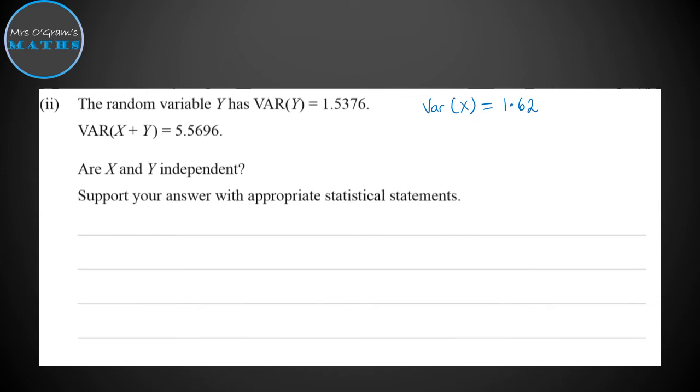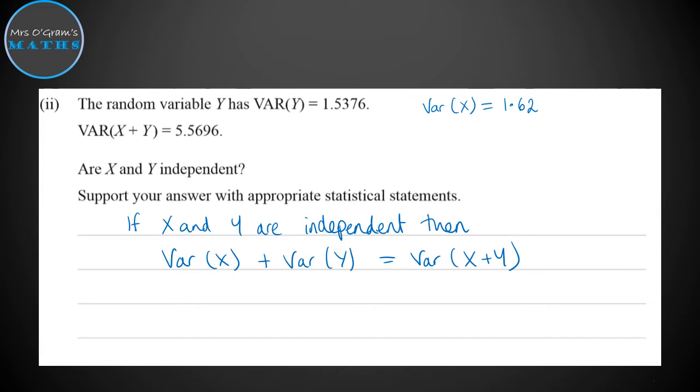Part 2 wants us to compare this new variable y with x and to see if they are independent. I've copied down the variance of x from part 1, and if those two things are independent, then the following will be true. If we add together the two variances, we should get the variance of the two independent variables added together.